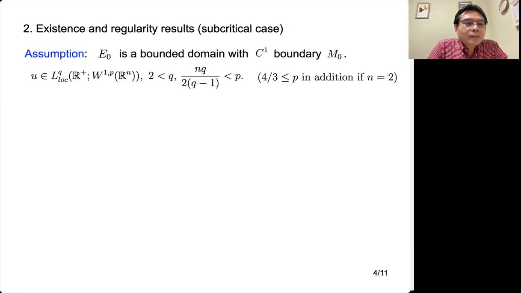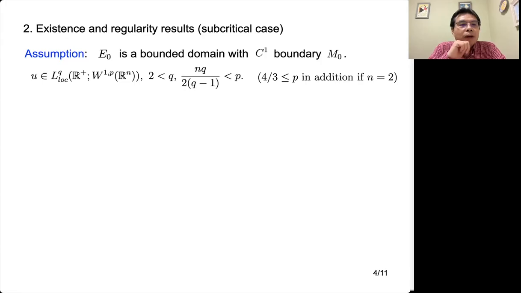U is in L^q with respect to time, and in W^{1,p} with respect to space. That is, the gradient is in L^p, but the L^p norm is in L^q with respect to time. Okay, so that's what it is. And Q and P are sufficiently large, at least.